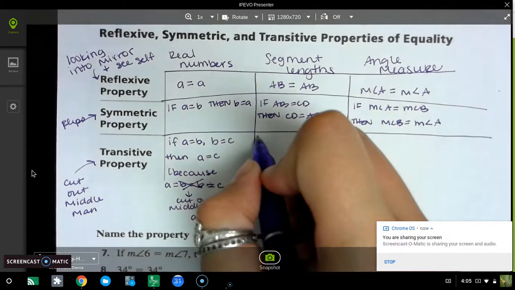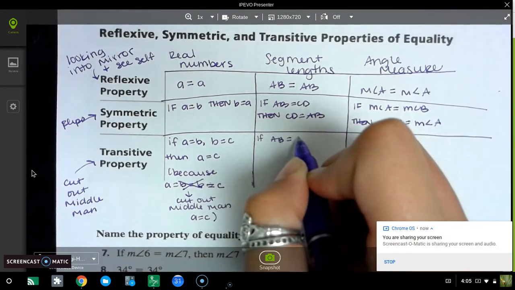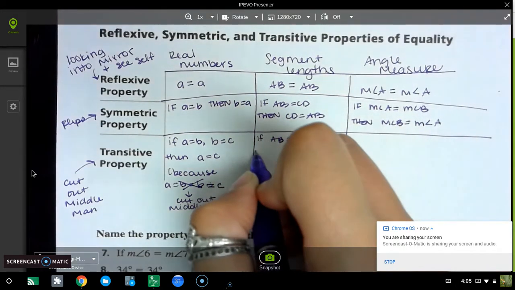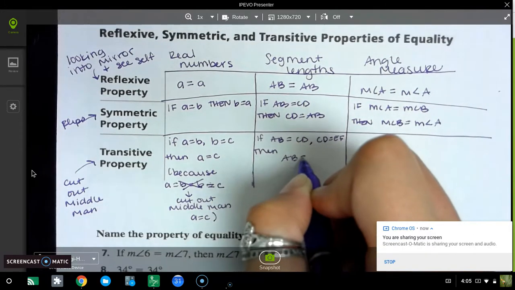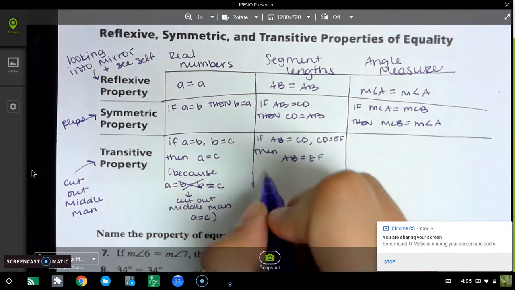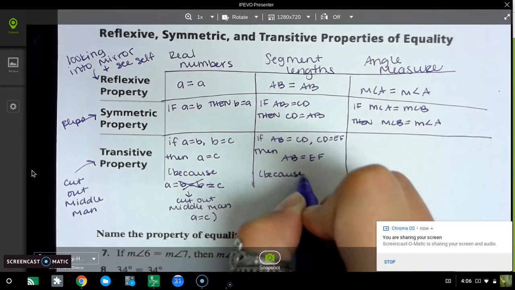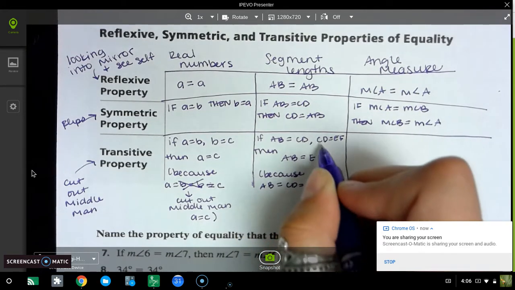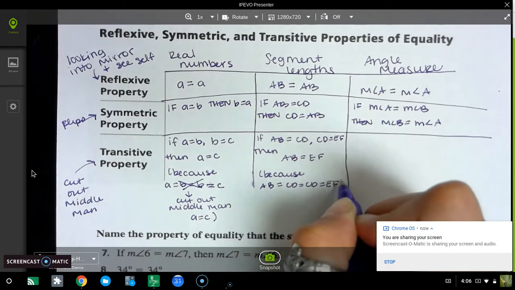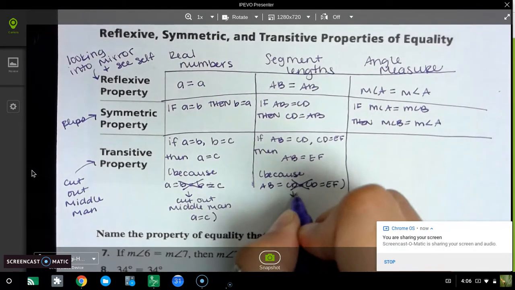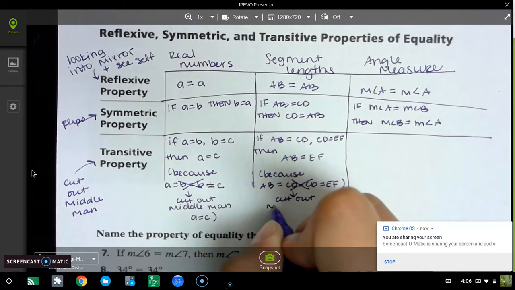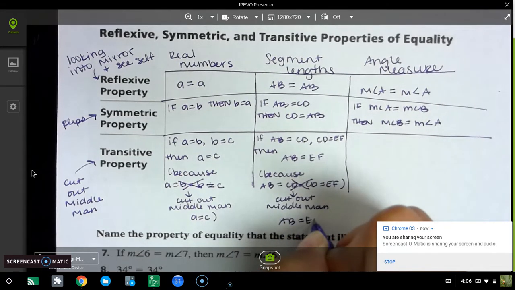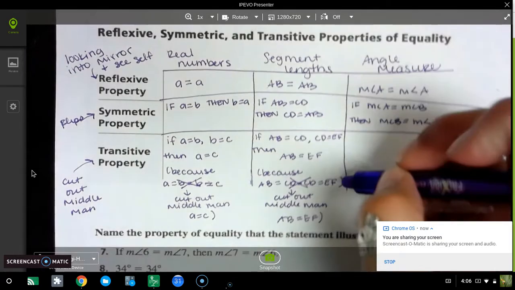So the segment length, if AB equals CD and CD equals EF, then you guessed it, AB equals EF. Again, why? Well, because AB equals CD, CD equals itself. We also know CD equals EF. Cut this middleman out. And I get that AB equals EF. Okay.